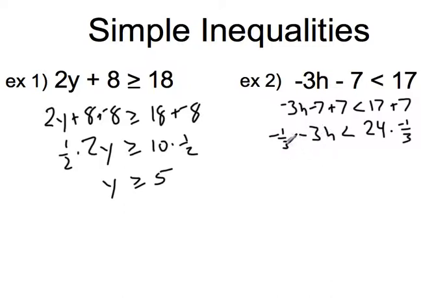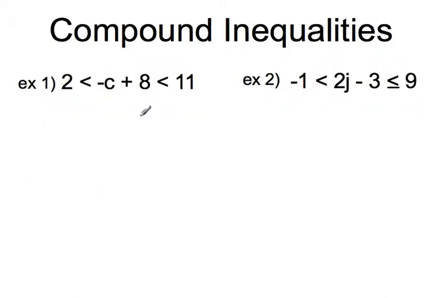We multiplied by a negative number, so what that means is the sign is going to reverse. Instead of a less than sign, it's going to be a greater than sign. So negative 1/3 times negative 3 is 1, so we just have h. The sign flips because we multiplied by a negative number, and 24 times negative 1/3 is negative 8. Okay, so in this case, h has to be all values that are greater than negative 8, and then it would satisfy this inequality. Alright, let's take a look at solving compound inequalities.